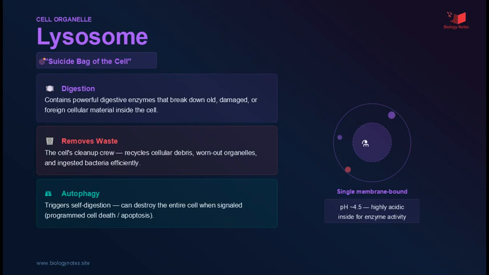Lysosomes contain powerful digestive enzymes. They break down waste materials and old organelles. They help in cleaning the cell. Because they can destroy the cell if needed, they are called the suicide bags of the cell. Lysosomes maintain an acidic environment for enzyme activity.